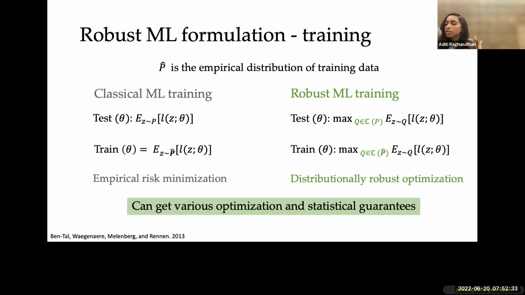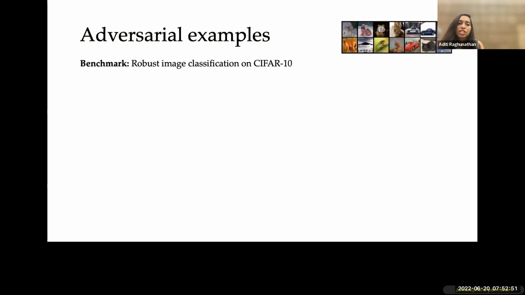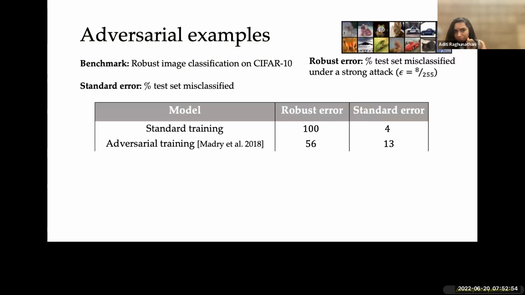It turns out that this formulation is nice because you can actually get various optimization and statistical guarantees, just like you get from classical ML, for a variety of different settings. That is, you can prove in certain cases that minimizing these worst case things on the training set actually minimizes them on the test set. I'll skip over these and just show some numbers. Like I said, if you just did evaluation, things look really bad. With standard training, your robust error is 100, even though your standard error is really low. So you can do this robust training or adversarial training, which is basically minimizing on the training set.